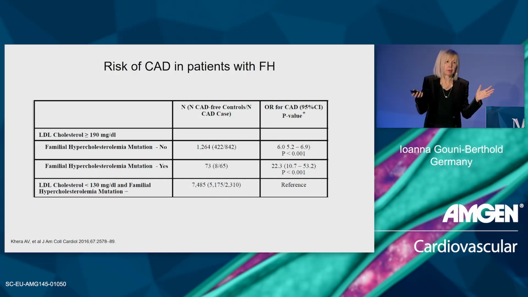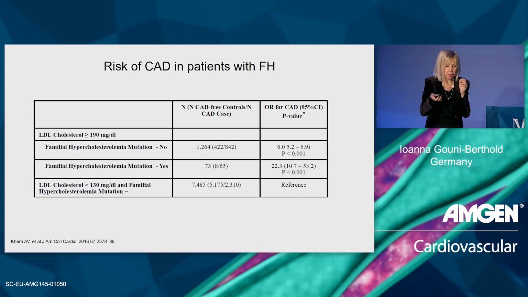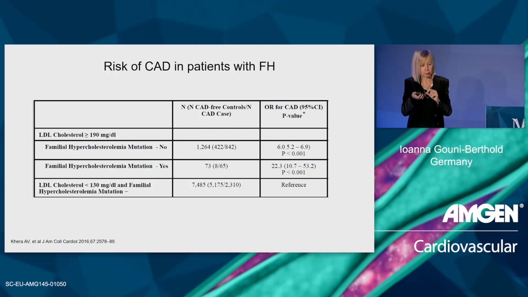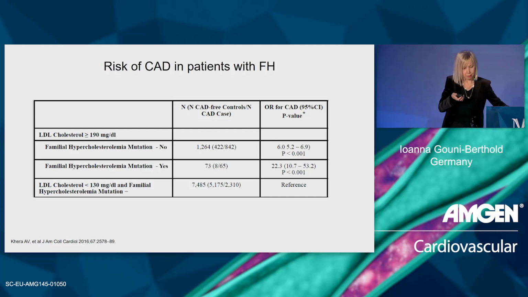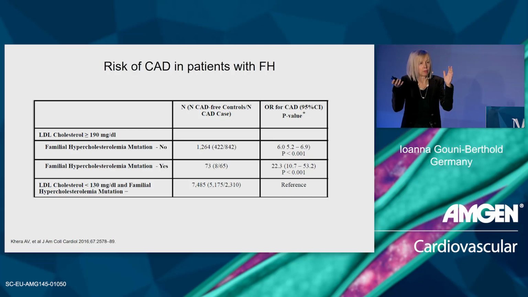And why do we care anyway about FH? What's the big deal? Well, the big deal is that these people are really ticking bombs for major cardiovascular events. You see in this paper that anybody who has just an LDL cholesterol of more than 190 milligrams per deciliter, if you compare them to the reference, which are subjects, the bottom part, with an LDL less than 130 milligrams per deciliter, they have a 6-time increased risk for cardiovascular events, even if they have no FH mutation.